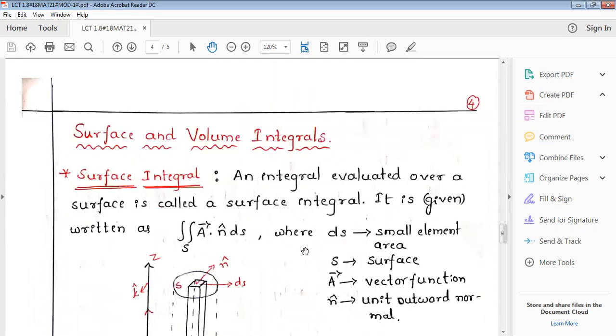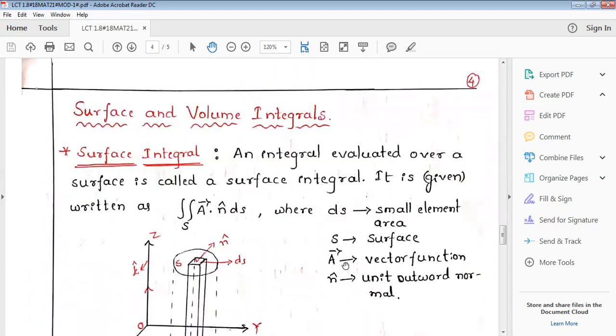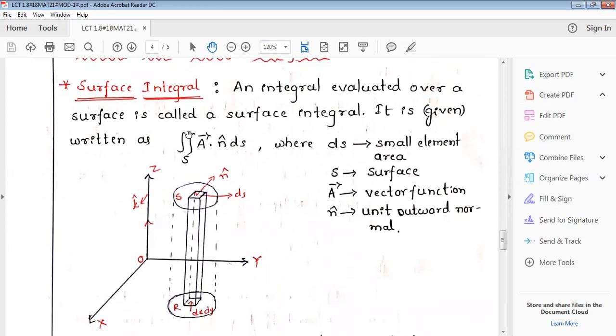Now comes surface and volume integrals. So, sir, what do you mean by surface integral? An integral evaluated over a surface is called a surface integral. It is written as a double integral over S of A dot n̂ dS. What is dS? dS is a small element of area on the surface. S is a surface, A is a vector function, and n̂ is the unit outward normal, a unit vector which is the outward normal.